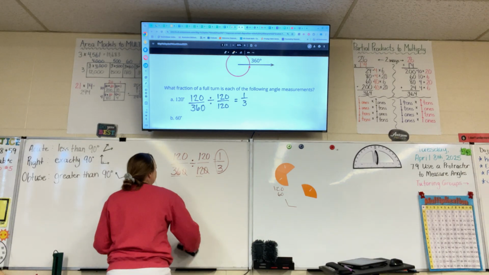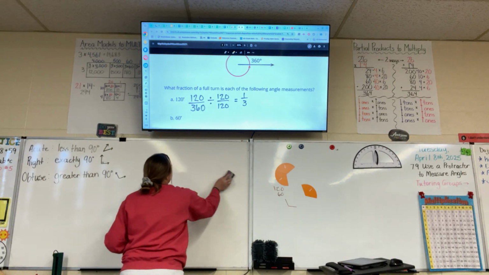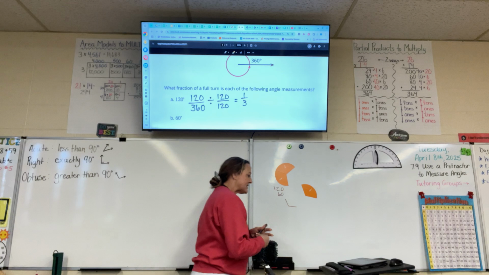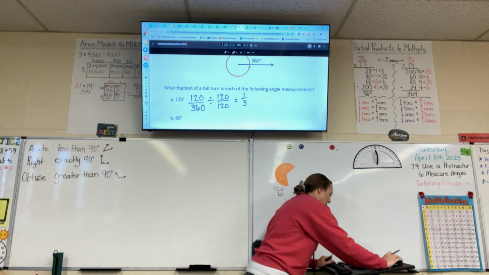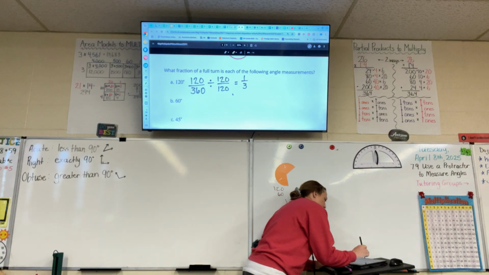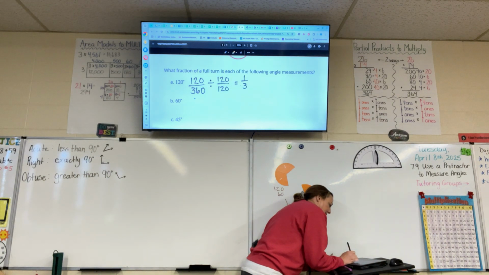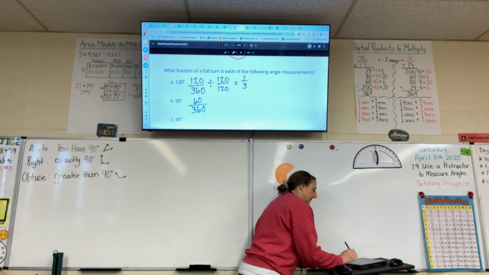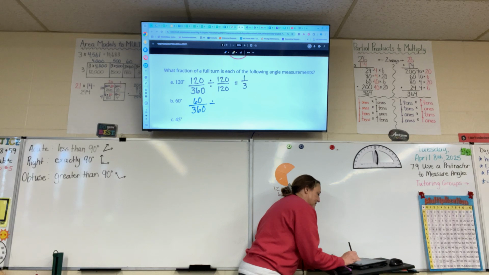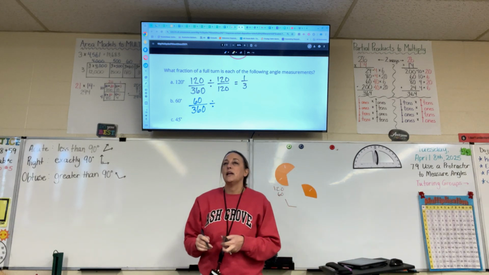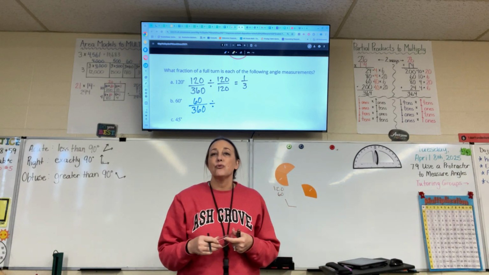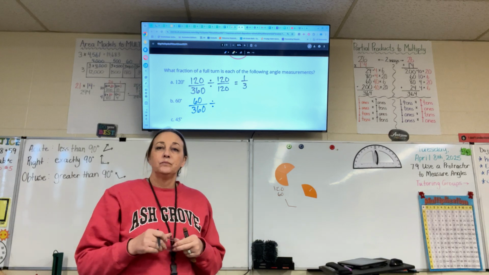Okay, the next one that we're going to do is a 60-degree turn. I'm going to switch the color back and forth just so it's kind of easier for you guys to see. If we have a 60-degree angle, and we know our full circle is 360 degrees, what is the biggest number that you could divide both 60 and 360 by? Zerelda?